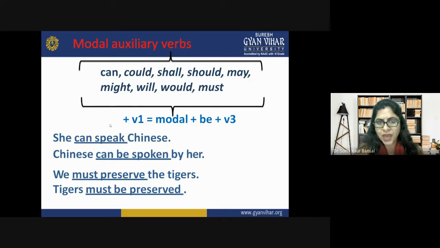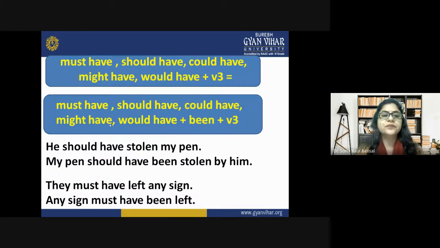Otherwise, if it had been in past tense, we would have changed it. If it were like that, she could speak Chinese, so Chinese could be spoken by her. But we are using the same can because in active voice it is given in present tense. We must preserve the tigers. The tigers must be preserved. So this is how modal auxiliary verbs will be used in a sentence.